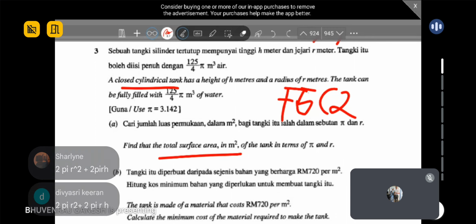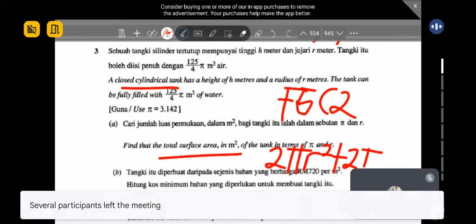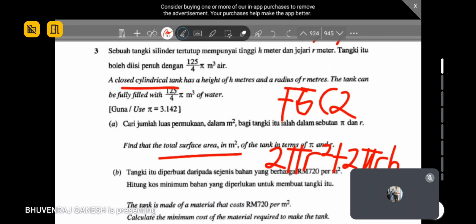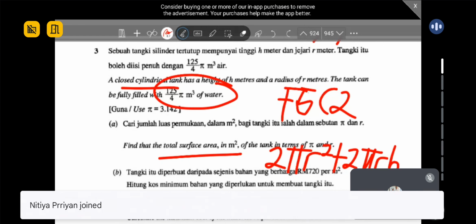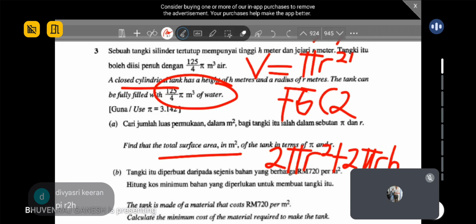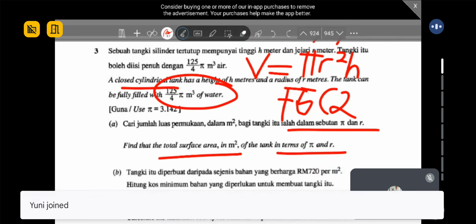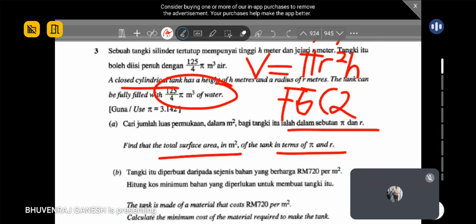Very good. It's 2 pi r square plus 2 pi rh, guys. This is the formula for the surface area of a cylinder. Yes, correct. Now this value is the volume. So guys, what is the formula for volume of a cylinder? Anyone? Yes. V equals pi r square h. Now you see the question, guys. They want you to find your answer in terms of pi and r.